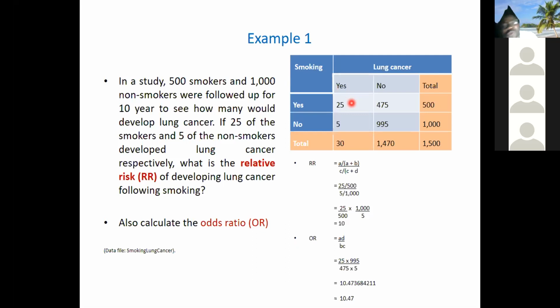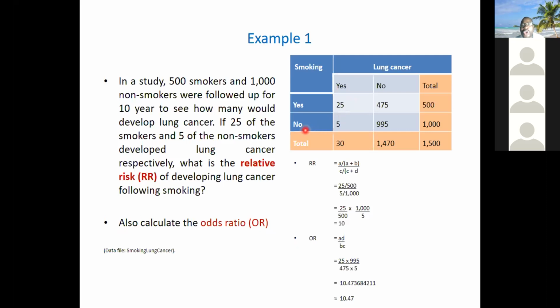Out of 500 people, 25 develop lung cancer. What is the risk? 25 over 500. Thank you, ma'am. 25 over 500. That is the risk, so whatever you get will be the answer. 5%. That's the risk. You can express it as a percentage or decimal. This is the probability, that's the risk of lung cancer.